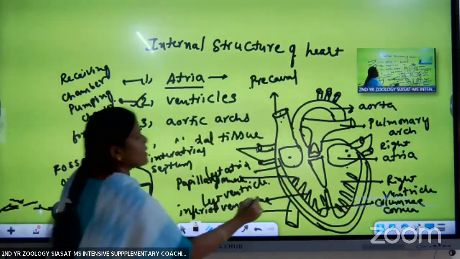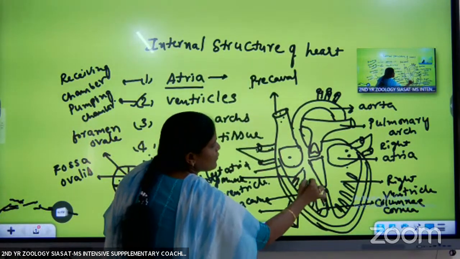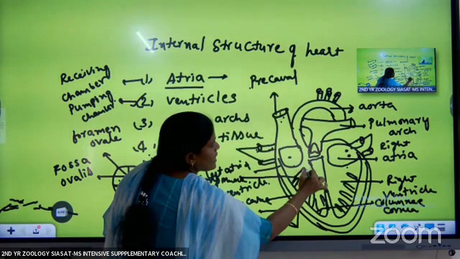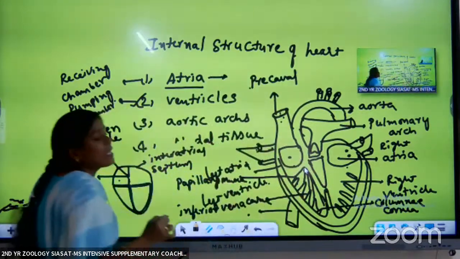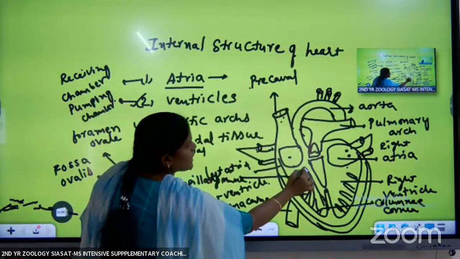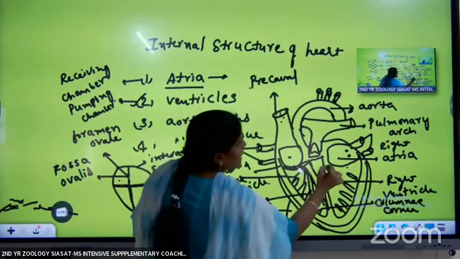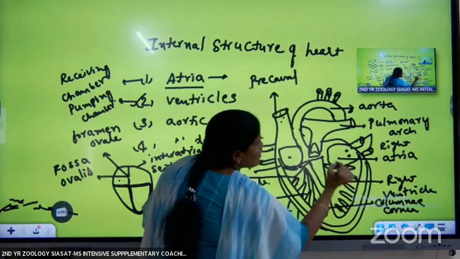One more thing, the papillary muscles are all connected by collagen fibers that we call chordae tendineae. These thread-like structures are called chordae tendineae. They are connected to the tricuspid and bicuspid valves.